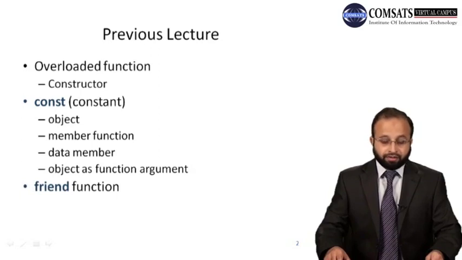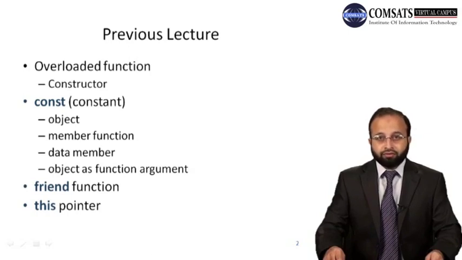And then we have seen what a friend function and the this pointer are. A friend function is a function of a class that is not a member function, but through that function you can access the private or the public data members of that class. And the this pointer is a special pointer that is created for each object by the C++ compiler, and when you call any function with that object, the this pointer is passed implicitly to that function.